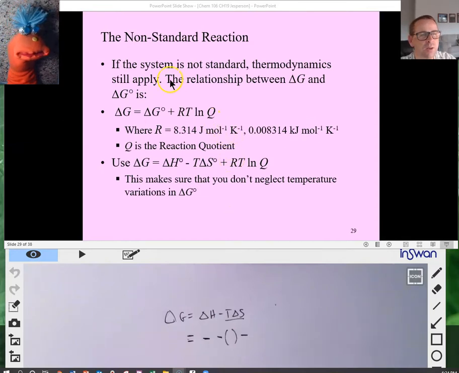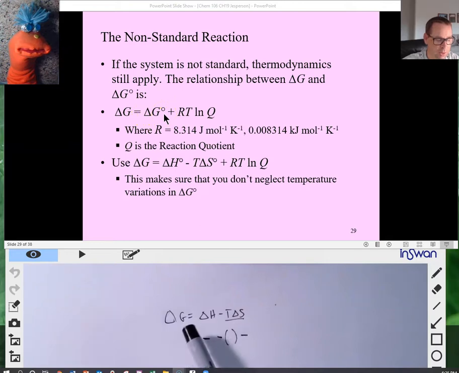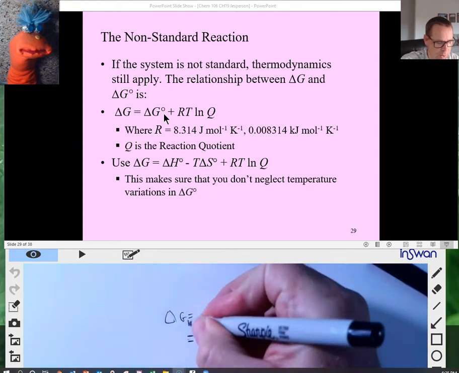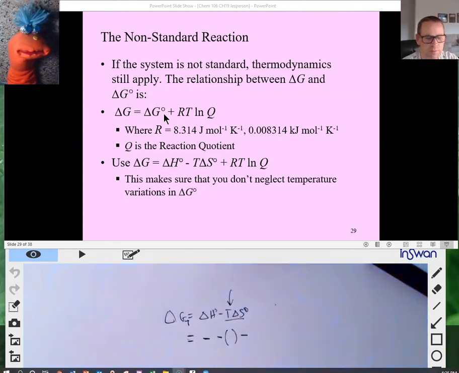All right. If the system is not standard, thermodynamics can still apply. In other words, we have ways of dealing not with just different temperatures, we can also deal with different concentrations of materials. And like we said before, delta G will equal delta H naught minus T delta S naught at any temperature. This will be equal to whatever that temperature is.